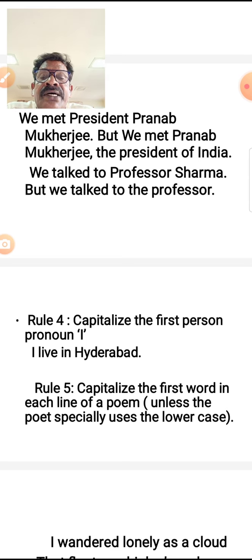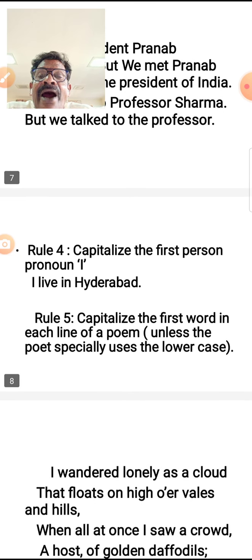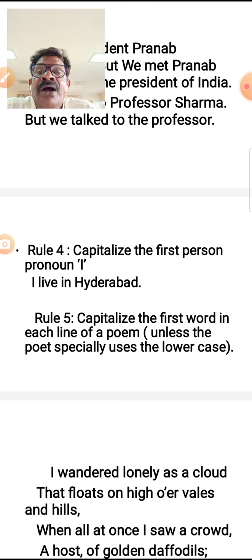Now look at the example here. I live in Hyderabad. I, once again you have come across with capital. Live in Hyderabad. Once again Hyderabad is a proper noun, right? So this is very important, which has to be kept in your mind always. I at any cost, under any circumstances, should be written in capital wherever it comes, right?